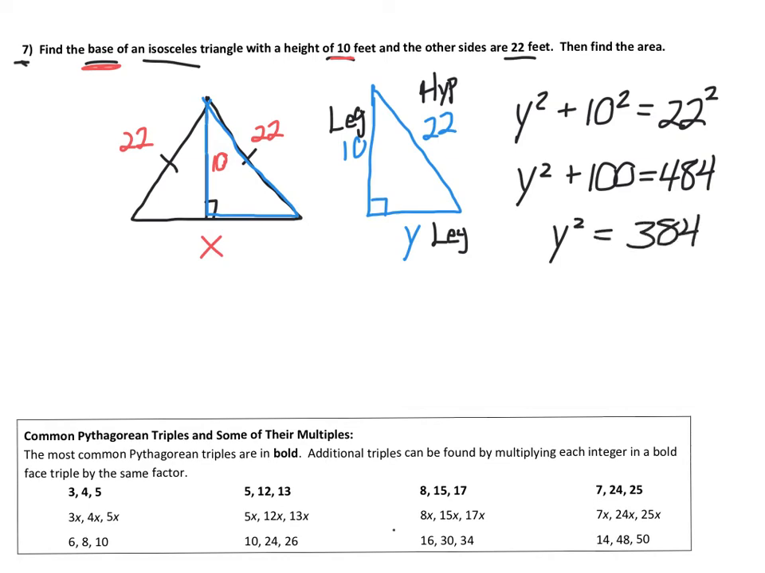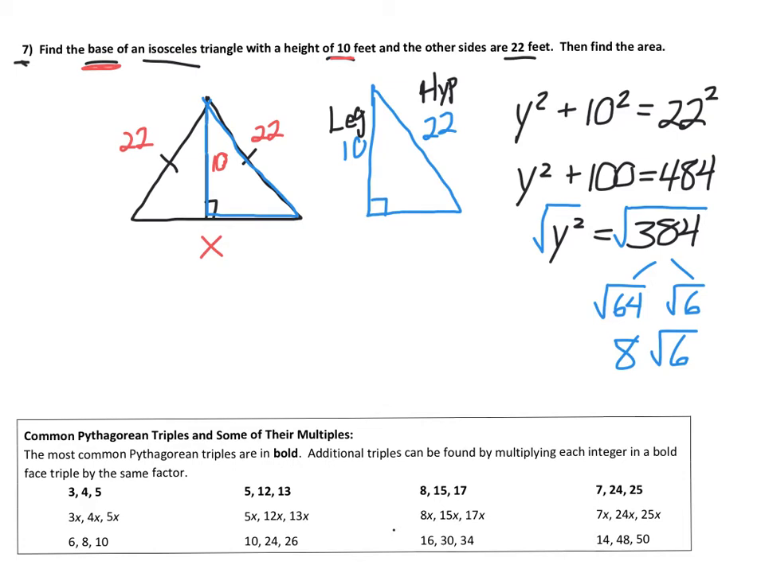384. Now, 384 is not a perfect square, but I'm going to break this down into square root of 64 times square root of 6. Square root of 64, that's going to turn into 8 radical 6. So now I can go back to my original blue triangle. Instead of y right here, I can fill in my actual base, which is 8 radical 6.